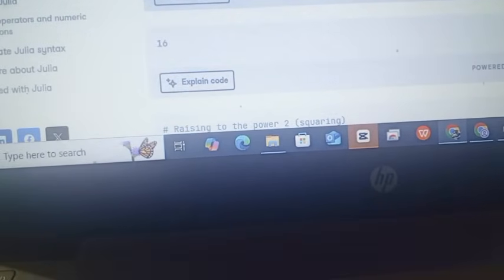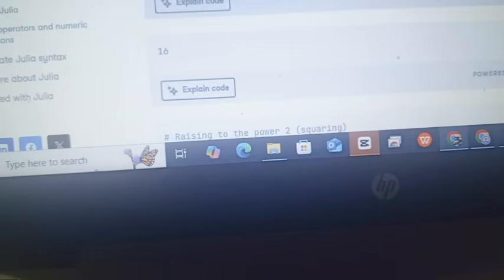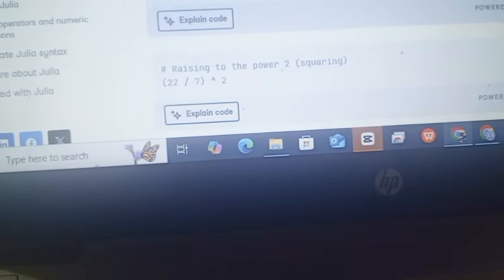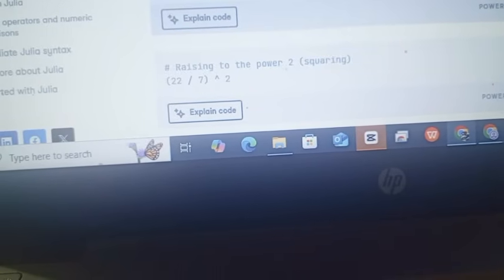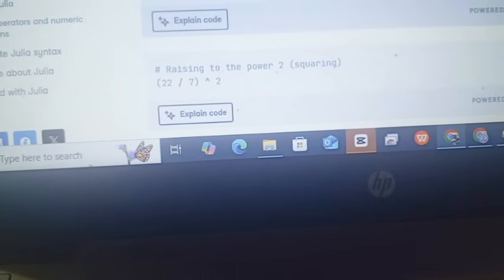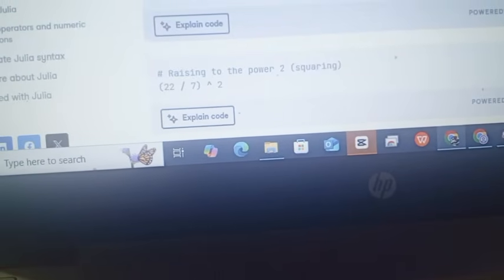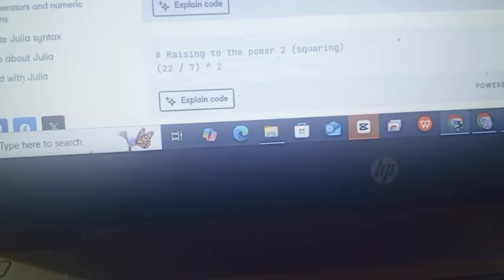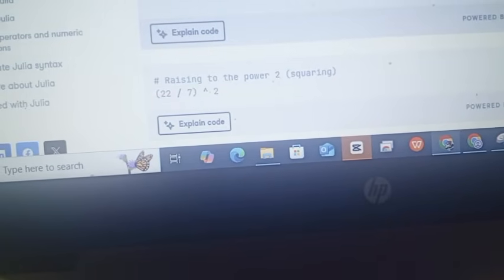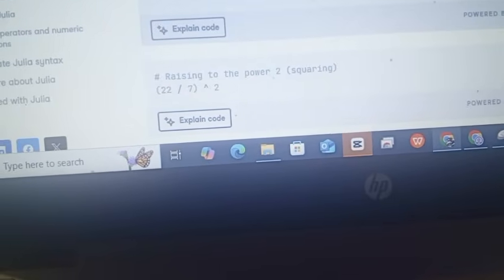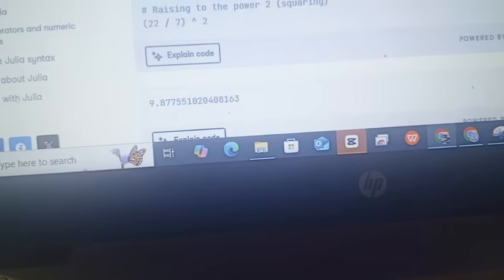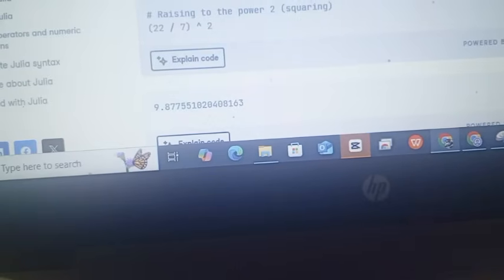Hash, raising to a power, squaring: 2 to the power of 2, 2 to the power of 7 multiplied, 9.8777, etc.